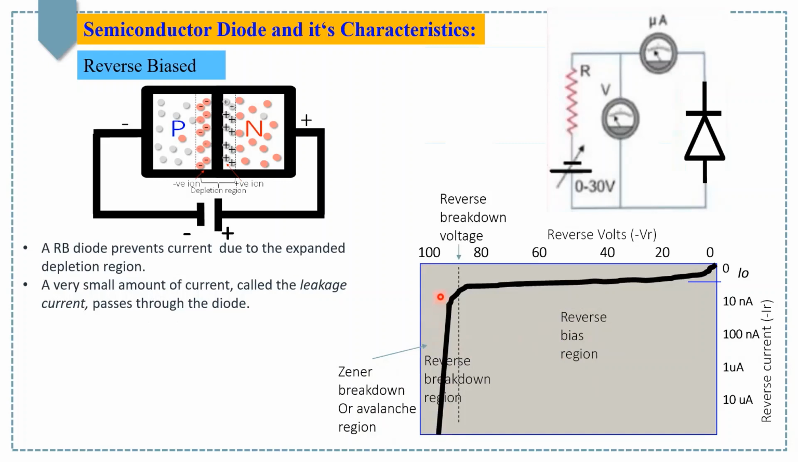What exactly is happening here? At the reverse breakdown voltage, the kinetic energy of the minority carriers increases, and consequently the covalent bonds of the crystal start breaking, and a huge number of electron-hole pairs are generated. That results in a heavy flow of reverse current through the diode, because there is an avalanche increase in the net current. Hence it is also called avalanche breakdown, and hence called the avalanche region.